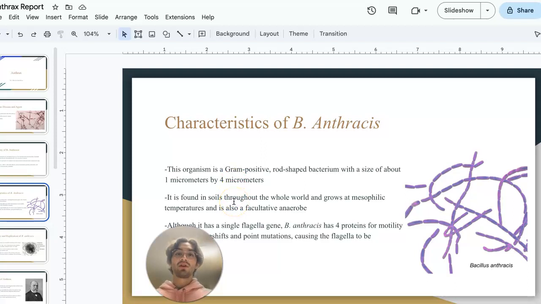It does have one single gene for flagella, but the 4 proteins associated with it are mutated with frame shifts or point mutations, and therefore that flagella is not actually functional.